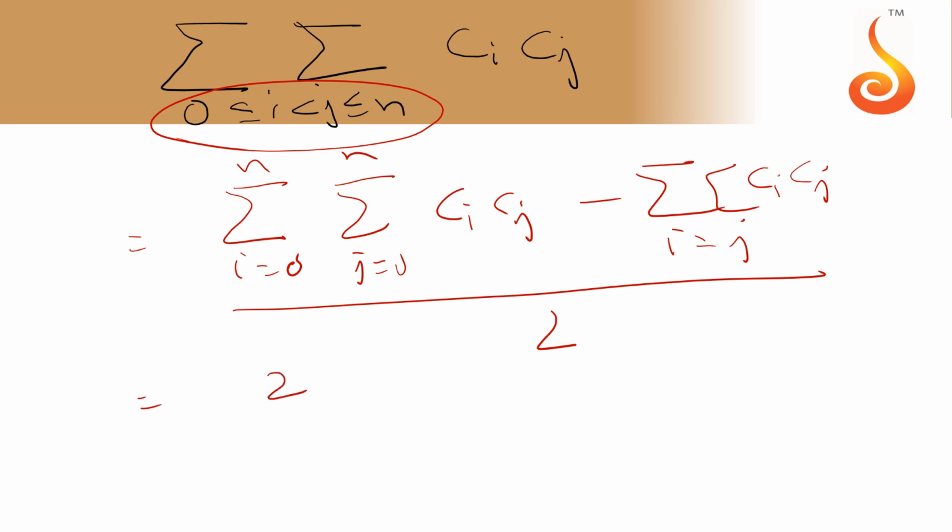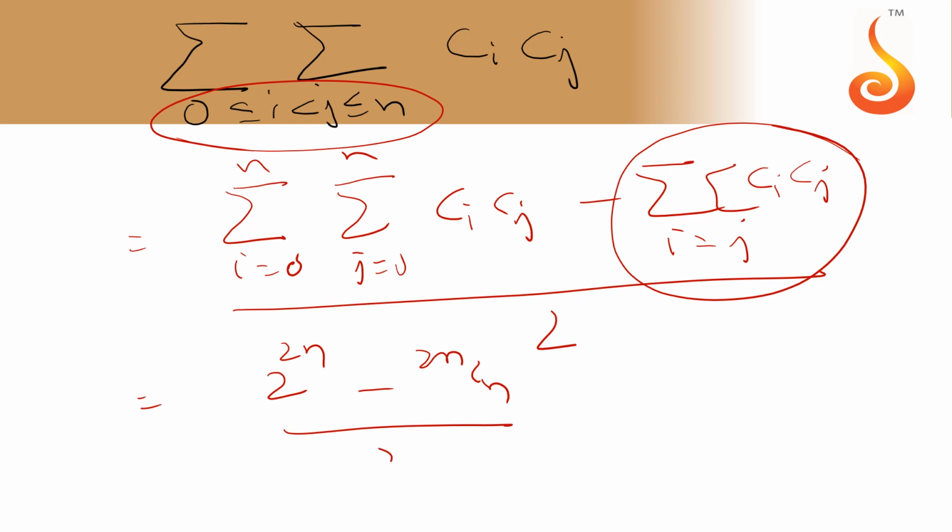This is nothing but what? 2 power 2n minus, what about this? i equal to j ci cj means c0 square plus c1 square plus so on. I think you know that is 2n cn, divided by 2. So this is the value of this double sigma. So please remember these two structures, when i and j are independent, when i and j are dependent. Observing this, you can solve the problem.